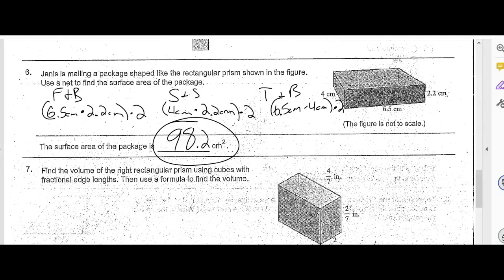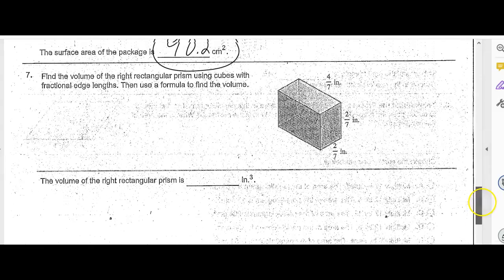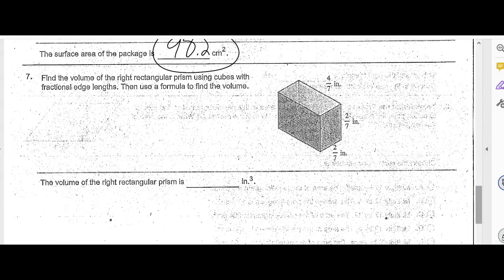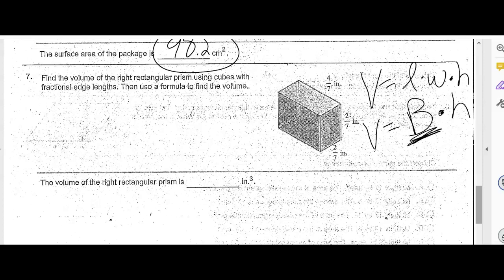Question number 7. We need to find the volume of the right rectangular prism. How do we find the volume of a rectangular prism? What is the formula? Caitlin, do you have the formula? Yes. Volume equals length times width times height. The other formula is volume equals big B times the height. The big B stands for length times width. It is the base of the actual prism. Okay.